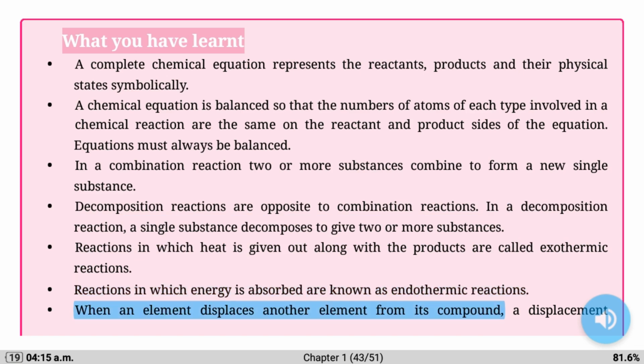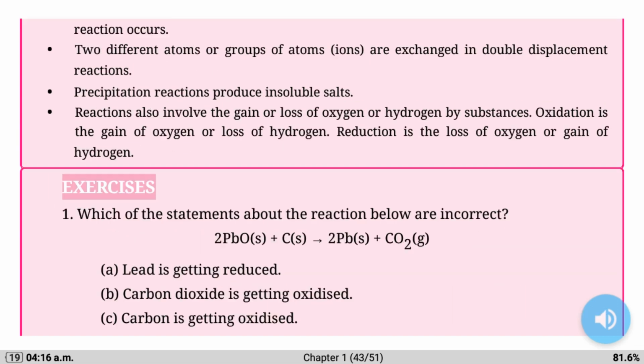When an element displaces another element from its compound, a displacement reaction occurs. Two different atoms or groups of atoms (ions) are exchanged in double displacement reactions. Precipitation reactions produce insoluble salts. Reactions also involve the gain or loss of oxygen or hydrogen by substances. Oxidation is the gain of oxygen or loss of hydrogen. Reduction is the loss of oxygen or gain of hydrogen.